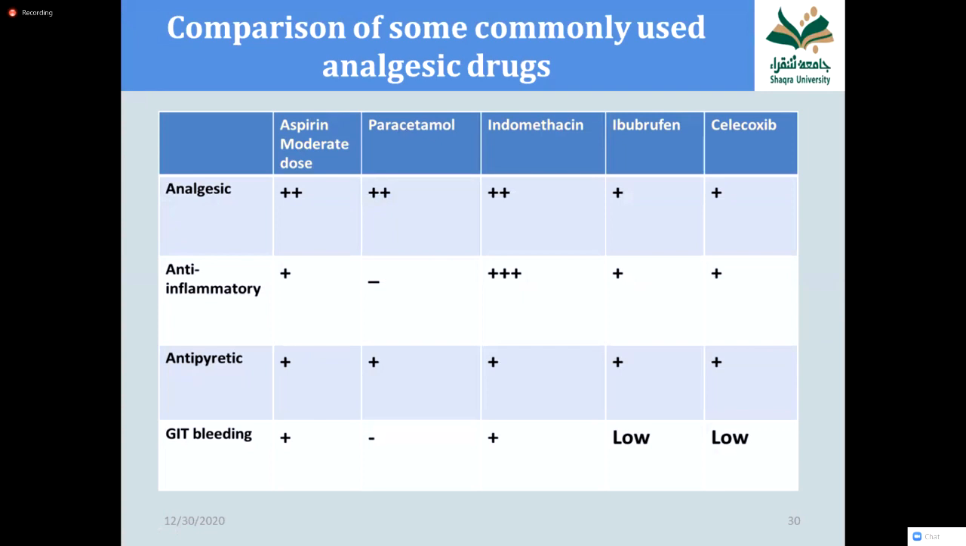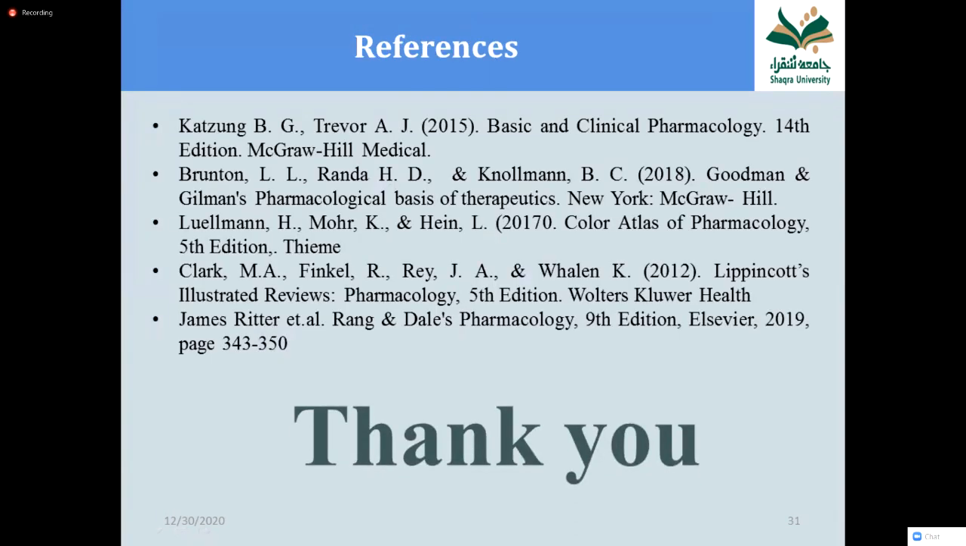Last one. This is the comparison between various commonly used analgesics. If you see, the drug with the highest anti-inflammatory effect is indomethacin, while paracetamol has no anti-inflammatory effect. It has only analgesic and antipyretic effect, but it does not cause any bleeding. So you can use it to compare various NSAIDs. That's all for today.